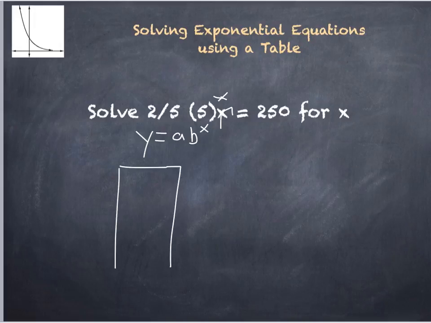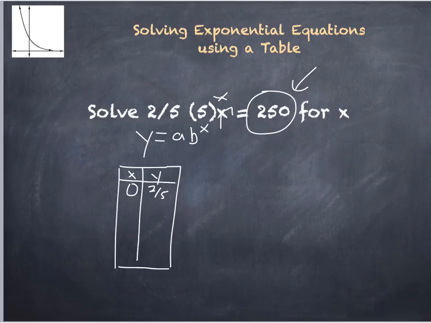So our starting point here is going to be 2/5, and at 2/5 our x value would be 0. In the past we put it in the middle, but here it doesn't make much sense to put it in the middle because we want it to grow to 250.